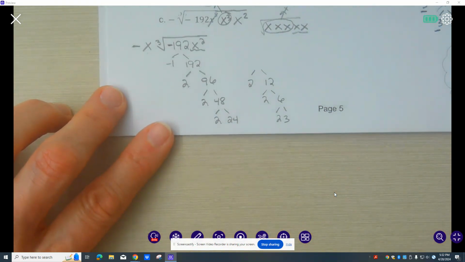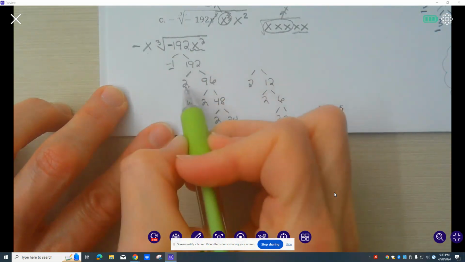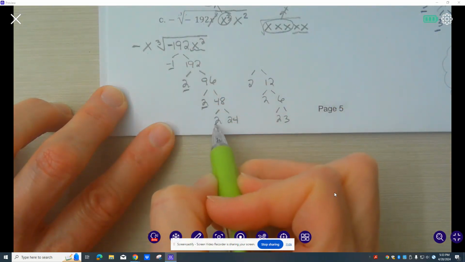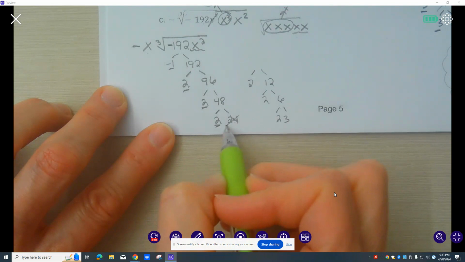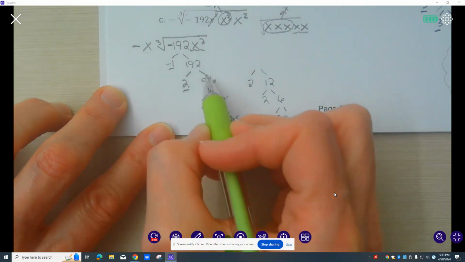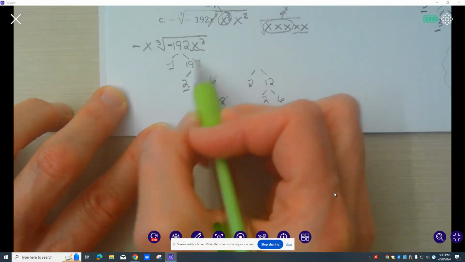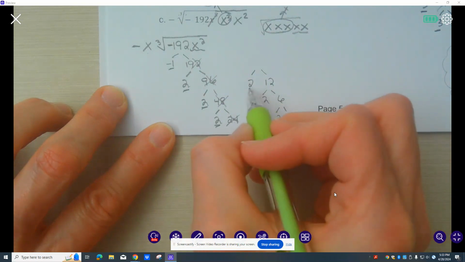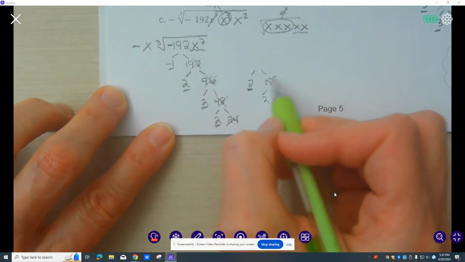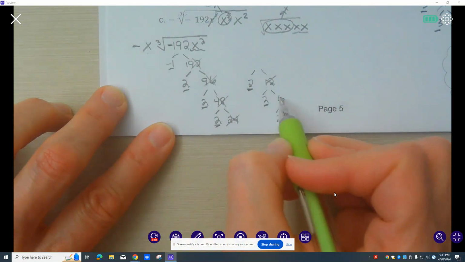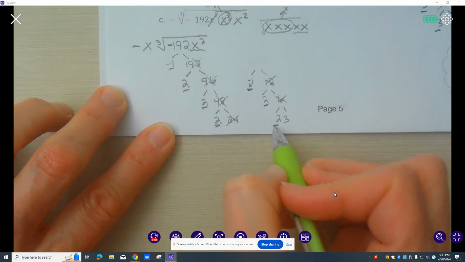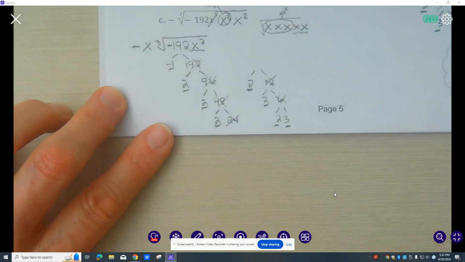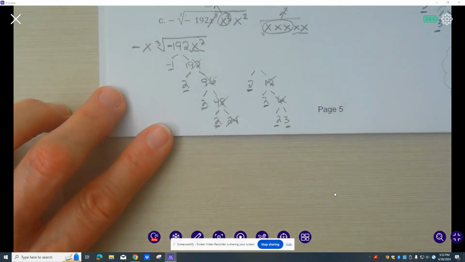Okay, let's see what we have here. We have a negative 1. 2, 2, 2. Cross off that 24, cross off that 48, cross off that 96, cross off that 192. And then we have another 2 here, cross off that 12, another 2, cross off that 6, and a 2 and a 3. So make sure you have this in your notes. That's a big one.